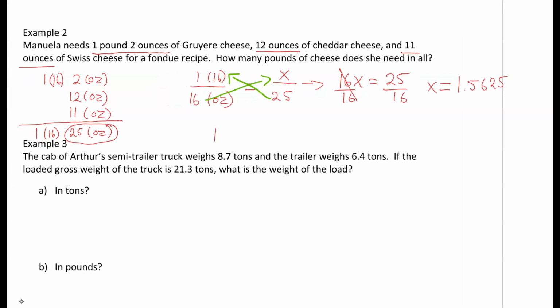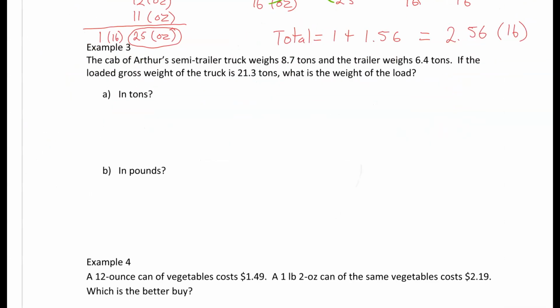Now, we're not done here because we have to add this on to our original 1 pound. So our total equals 1 plus our 1.56, and I'll just make you go to 2 decimal places. So what we're going to end up with is 2.56 pounds. And that'll be your final answer.